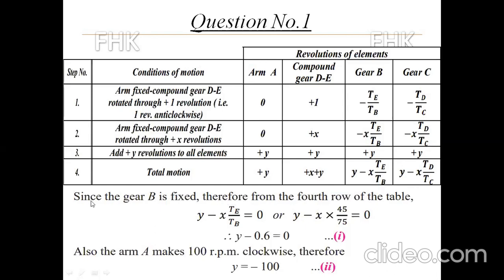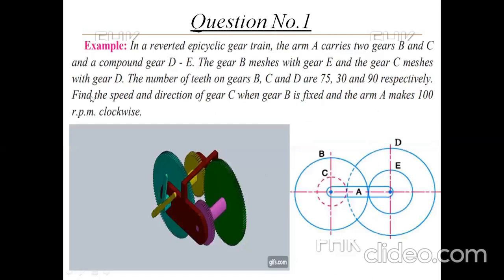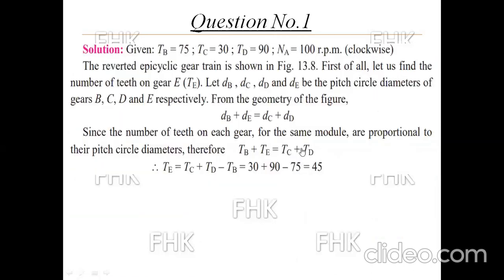And gear B is fixed. So y minus x, t upon tb is equal to 0. Gear B is fixed in the problem statement that is given, and the arm makes 100 revolutions clockwise. So this will become 0 and this will become minus 100. And we have to find out the speed of gear C. Here, find the speed and direction of gear C.